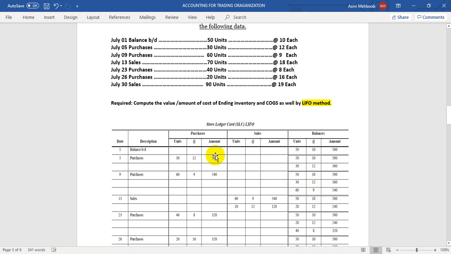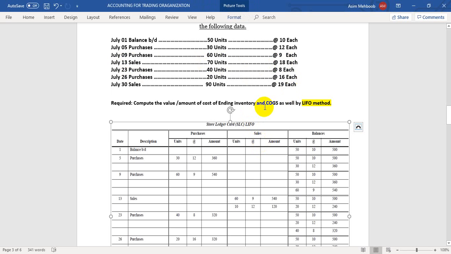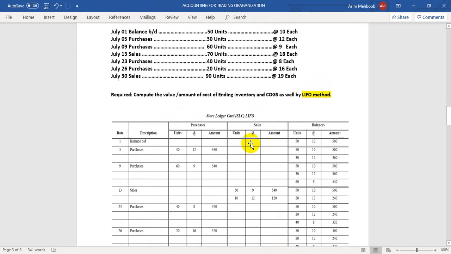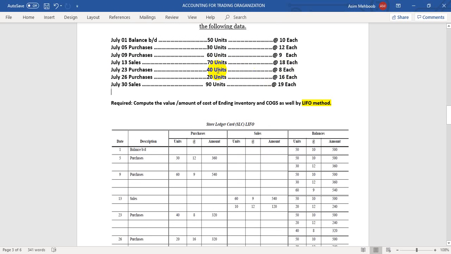So guys, from here to here it is the same scenario as we used in first in first out. Now as far as the July 13 sales, you sold 70 units at 18 each. That is the selling price, but over here we are going to calculate the cost of ending inventory, so we will not take the sale price into consideration, we will take the cost price. So 70 units you are selling.